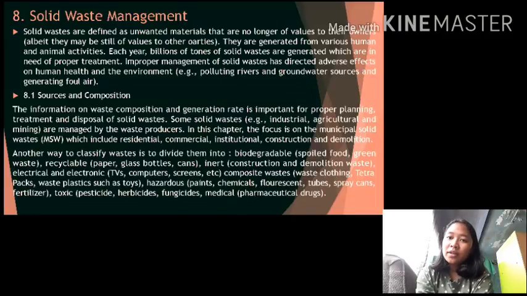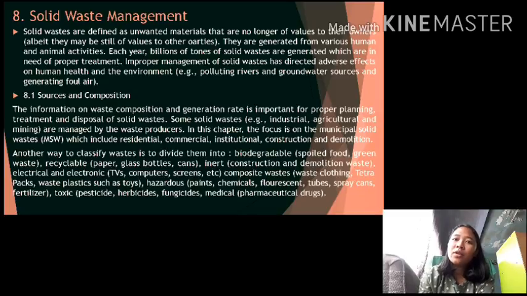8. Solid waste management. Solid wastes are defined as unwanted materials that are no longer of value to their owners, albeit they may still be of value to other parties. They are generated from various human and animal activities. Each year, billions of tons of solid waste are generated which are in need of proper treatment. Improper management of solid waste has direct adverse effects on human health and the environment, e.g., polluting rivers and groundwater sources and generating foul air.